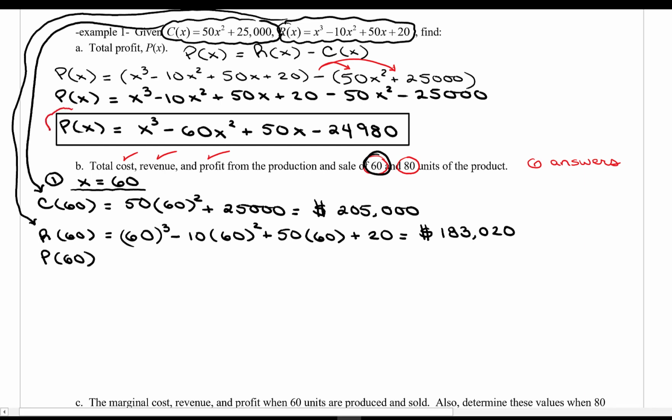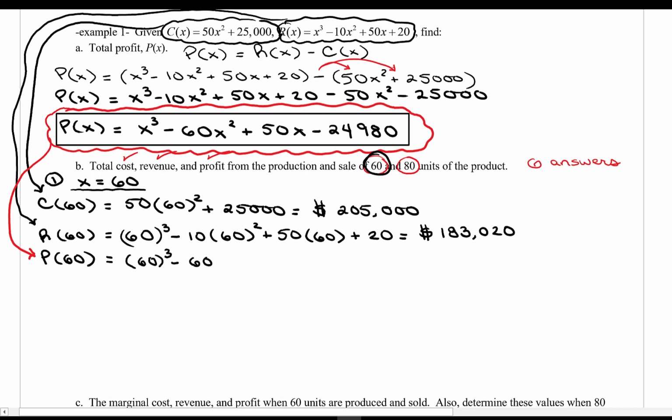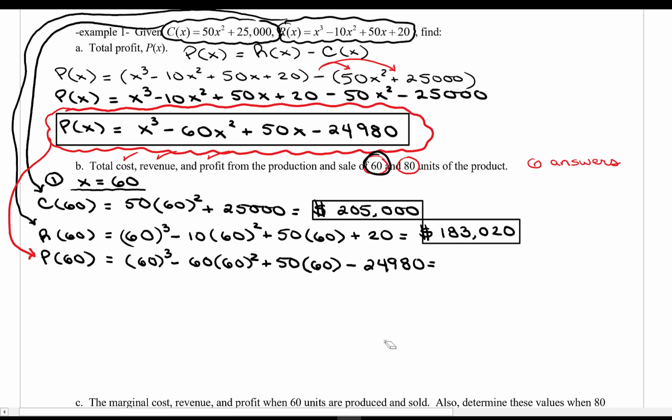Next, we're going to find P of 60. I'm going to put a cloud around the function that I just found in part A, P of X, and I'm going to draw an arrow pointing down to P of 60 so you know which function I'm plugging into. So P of 60 is going to be equal to 60 raised to the third power minus 60 times 60 squared plus 50 times 60 minus 24,980. This is going to be equal to negative $21,980. So a negative profit.